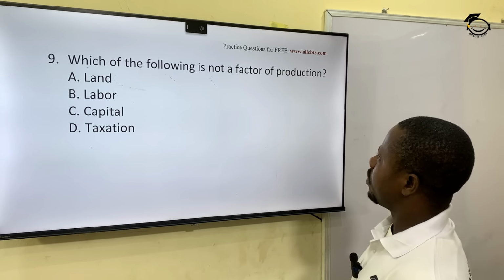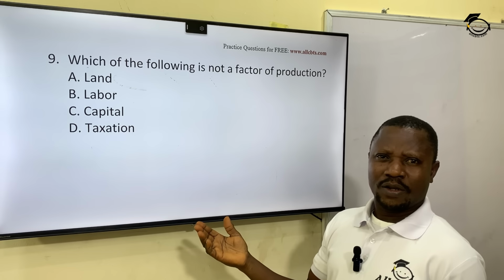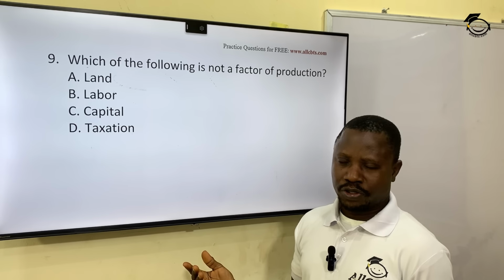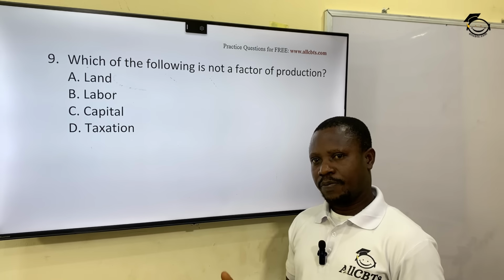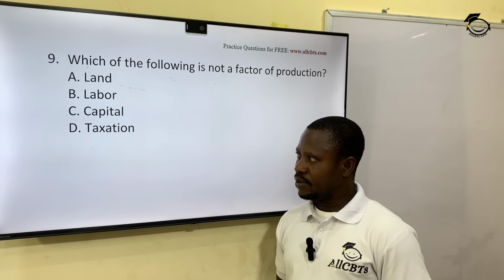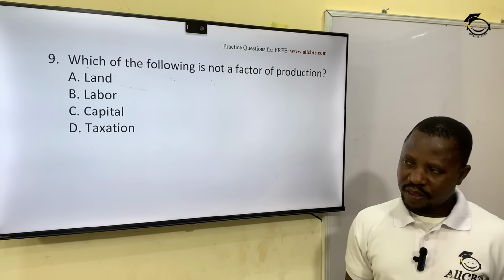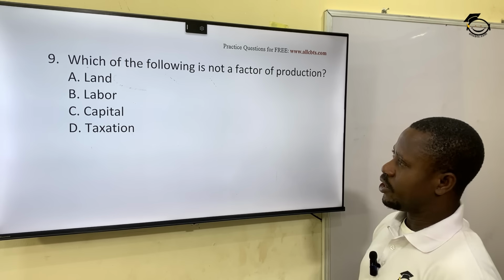Which of the following is not a factor of production? Just by closing your eyes, you can pick this answer. Because we have four factors of production: land, labor, capital, and of course, the entrepreneur. So the only one that is not here is entrepreneur, and what is to replace it was taxation. Taxation is not a factor of production. And the option is what?